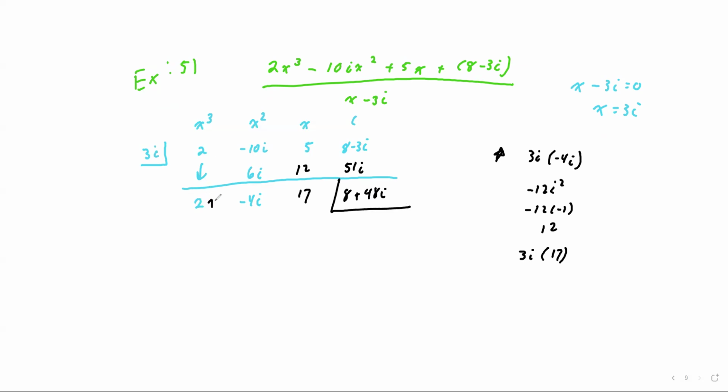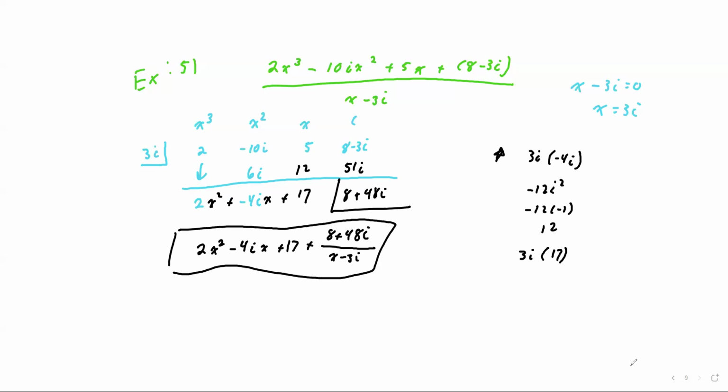So again, this would be my x squared plus x plus my constant. Again, I like to clean it up. So it's going to be 2x squared minus 4ix plus 17 plus 8 plus 48i. That's your remainder, that's your r of x, divided by what you were dividing by, which is x minus 3i. And there you go. That would be an example with an R(x) over a D(x) with the Q(x).